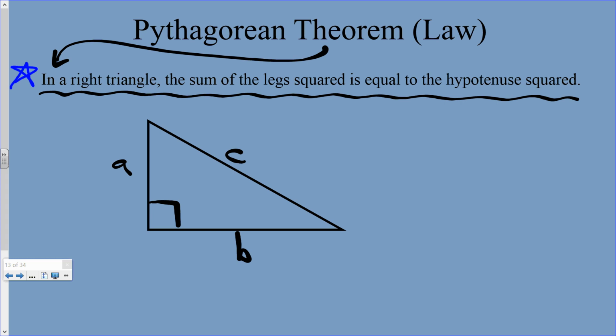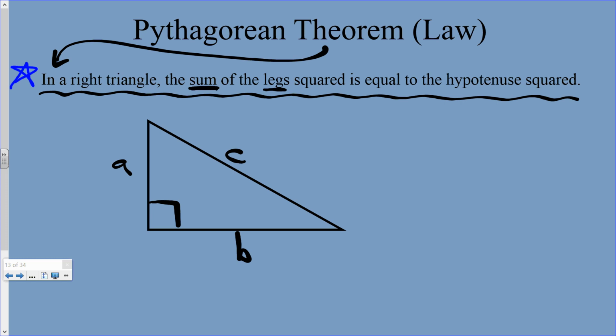Okay. So look, I'm going to write out in an equation what this law is saying, and you're going to write it out with me. The sum. What does sum mean? Adding stuff, huh? The sum of the legs. Okay, so that means there's always two legs in a right triangle. Remember the ones that make up the right angle?